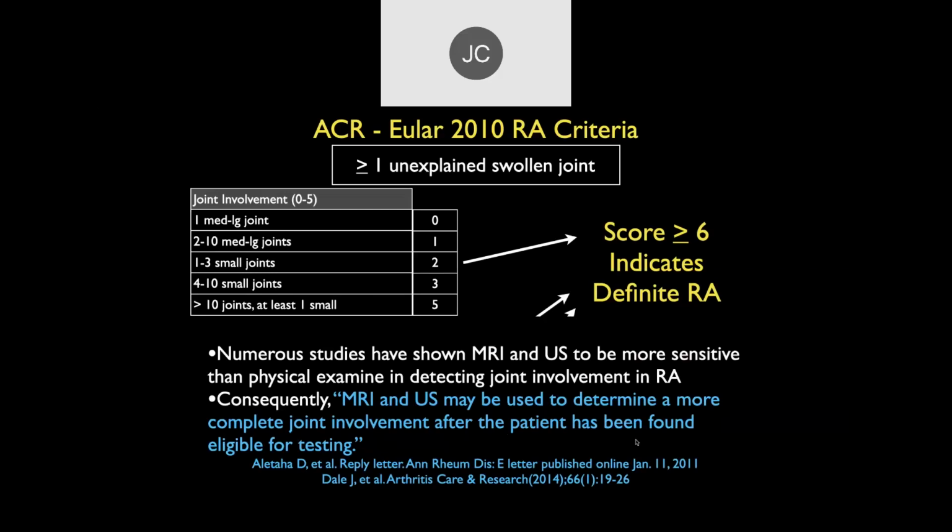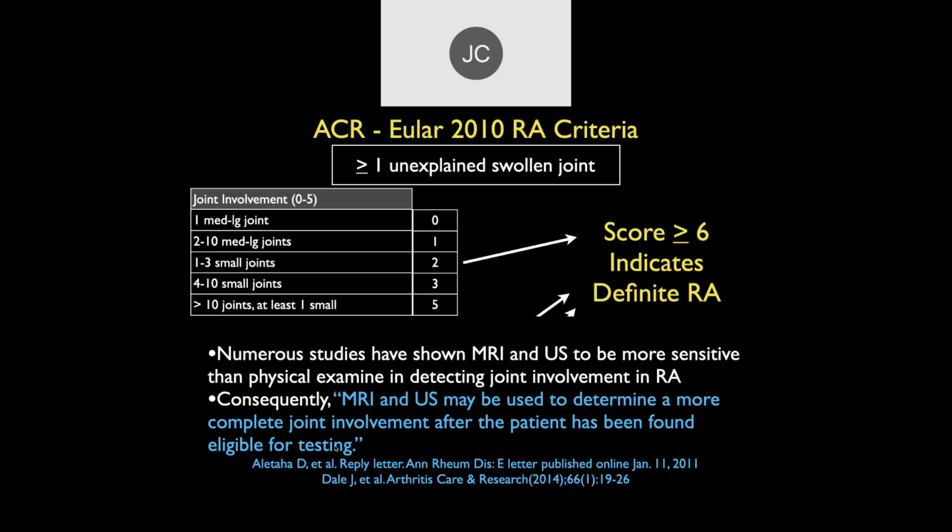Now, there have been a lot of studies around that time and after that time looking at MRI and ultrasound to see if they were more sensitive at detecting joint involvement, since joint involvement is a major determinant of the score system. And the people who published the new criteria came out in 2011 and 2014 saying that MRI and ultrasound may be used to determine a more complete joint involvement after the patient has been found eligible for testing.